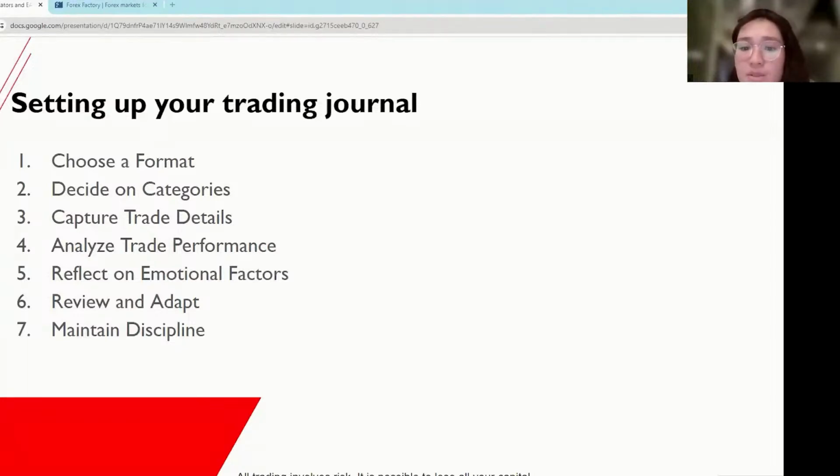Review and adapt. Again, you want to learn from your past trades and experiences, identify areas for improvement, and refine your approach. And lastly, maintaining discipline, basically ensuring that you treat it as a crucial part of your trading routine and commit to using it consistently.